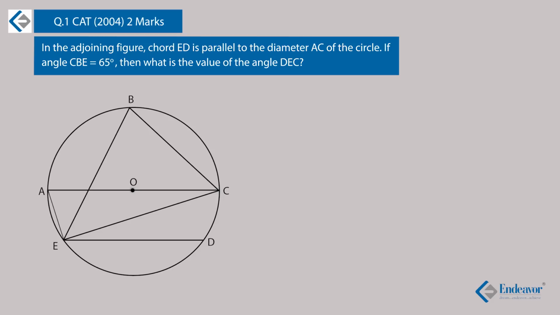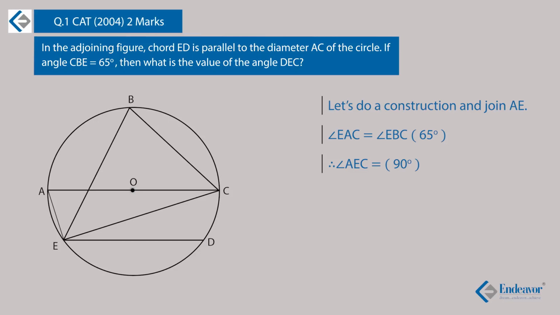To solve this question, let's do a small construction. Let's join AE. Now joining A and E, what we get is that arc EC subtends equal angles at points A and B. And because angle EBC is 65, therefore EAC also has to be 65. We also know that angle AEC is 90 degrees because the angle in a semicircle is always a right angle. Now in this triangle AEC, we already have angle A, and angle E is 90 degrees, and therefore the third angle can be easily found out because the sum of all three angles is 180. So angle ACE is equal to 25 degrees.